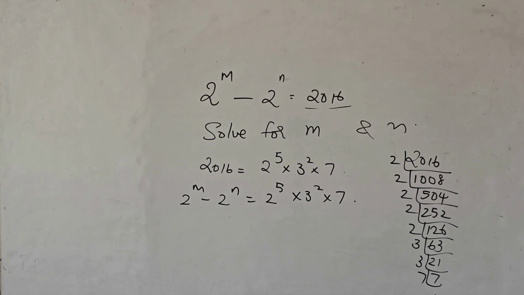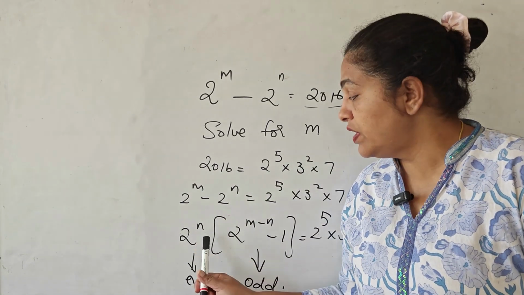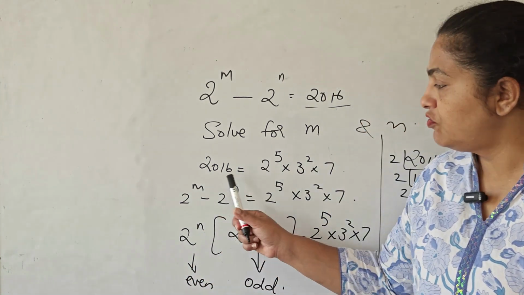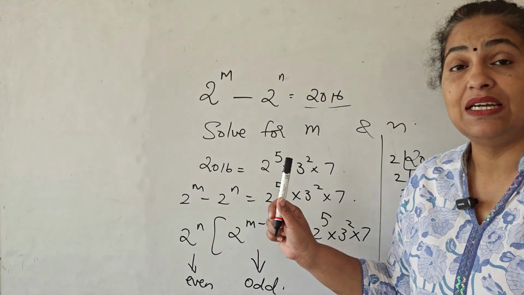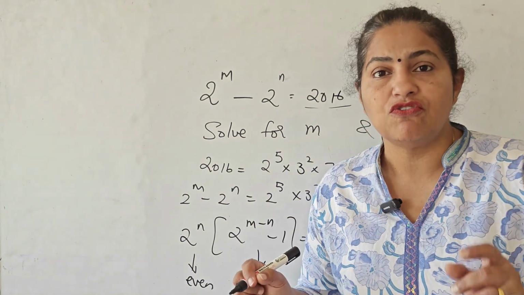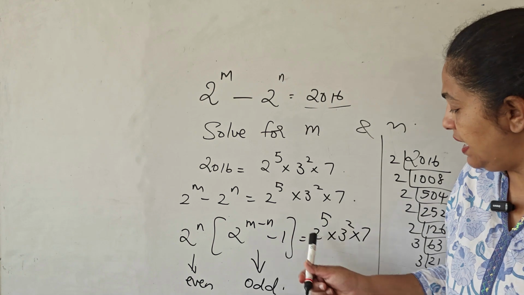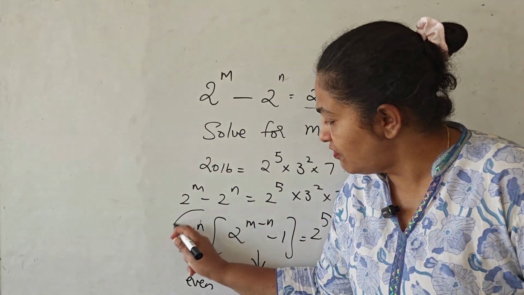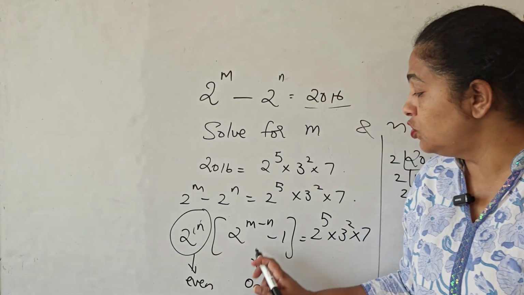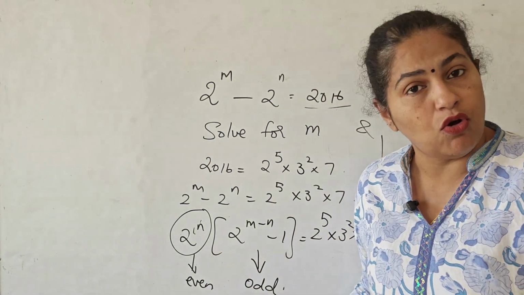Now the RHS is a product of numbers, whereas the LHS is the difference of exponential terms. So I need to convert the LHS into a product of terms so that I can equate the LHS terms and the RHS terms. Here I have taken 2 raised to n outside as a common factor. So my first term becomes 2 raised to m divided by 2 raised to n, which is 2 raised to m minus n. Here I have a 1 and this is my RHS. So 2 raised to a power is always an even term. 2 raised to a power minus 1 will be an odd term.